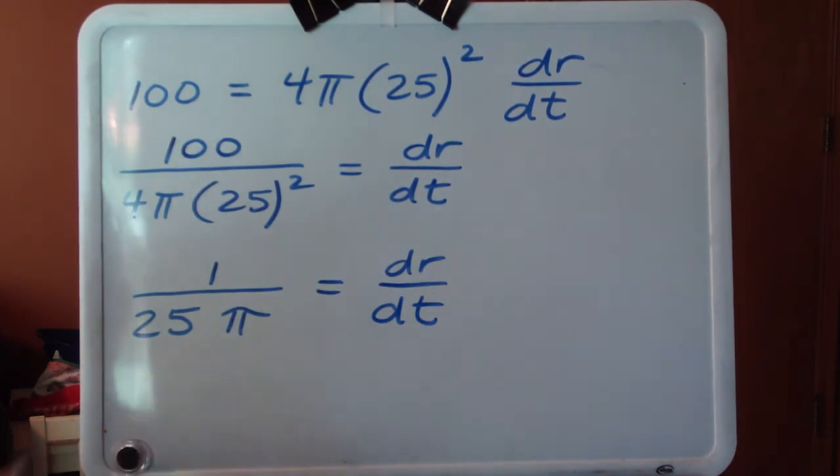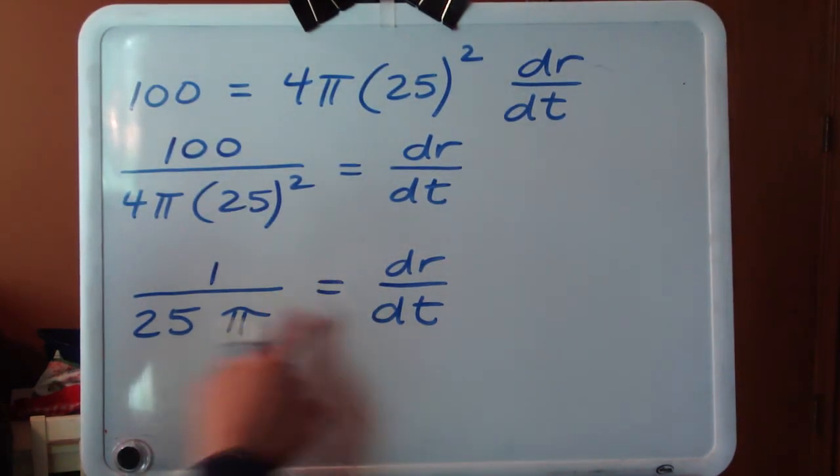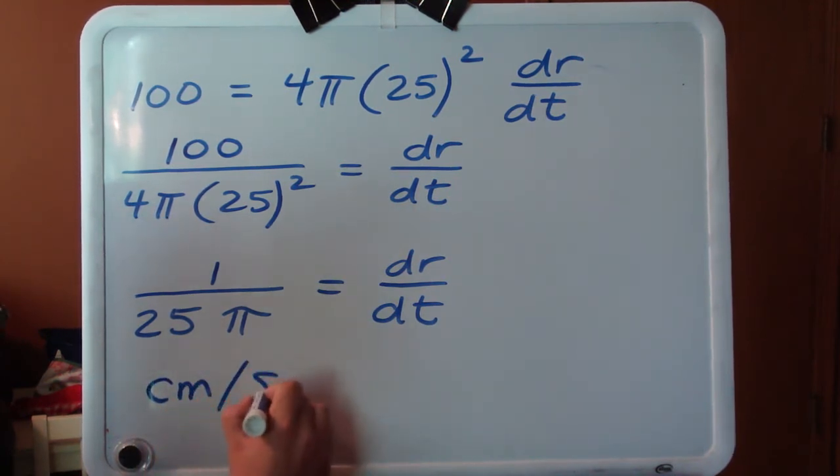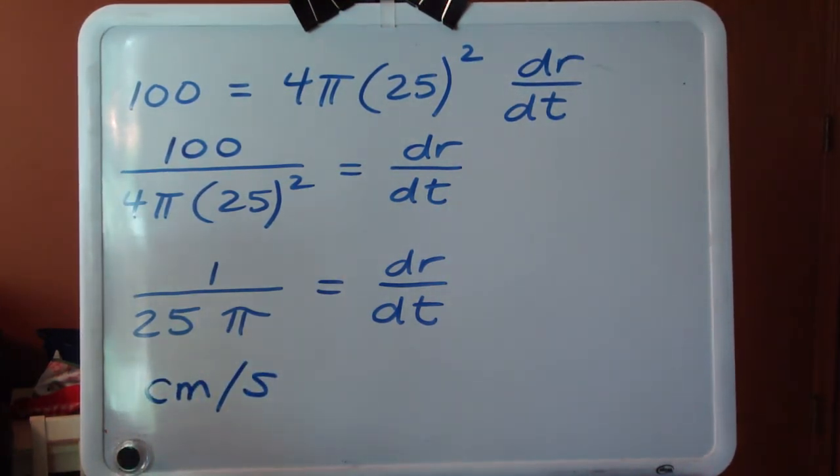And the units here in this problem, right? This is how the radius changes with respect to time. So the units will be centimeters per second. So that's how the radius changes.